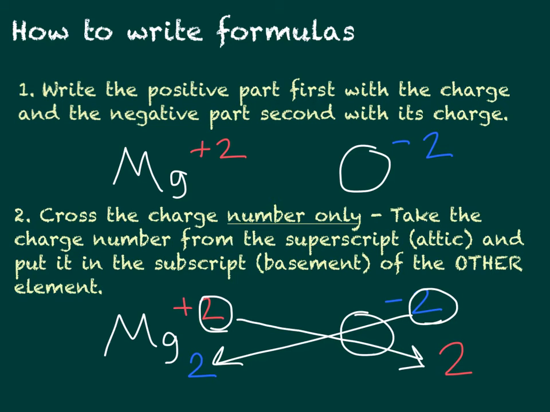So we're crisscrossing. This is where the term crisscross comes from. We take the superscript from one and cross it over to become the subscript of the other. And we do that for both ions, the positive and the negative. And again, make sure you're only moving the number, not the charge. The plus and minus do not move at all.